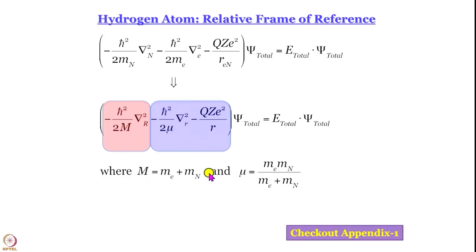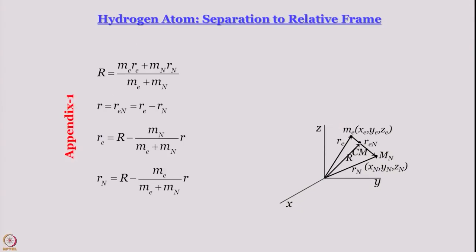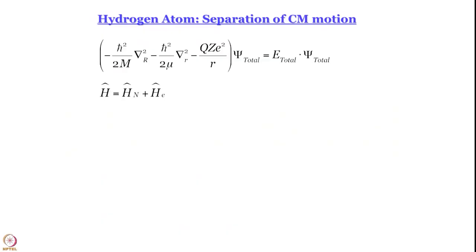So, the second and third terms together are in relative coordinates, and they talk about the movement of the electron with respect to the nucleus. The first term, in a different colored highlight, is for the movement of the center of mass. So, the Hamiltonian is nicely separated into two parts, one for the center of mass, one for the electron with respect to the nucleus. How? This is how. Okay. So, the Hamiltonian is sorted.